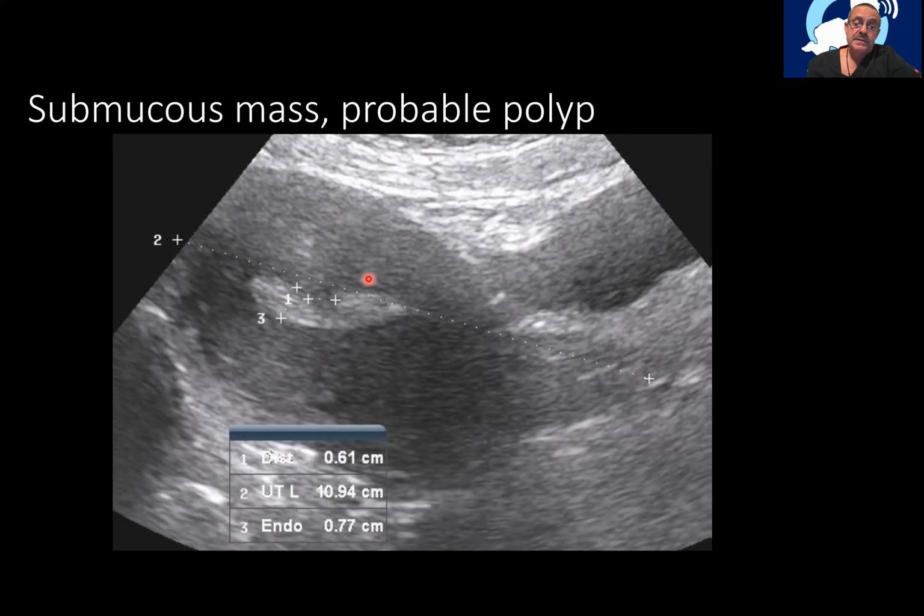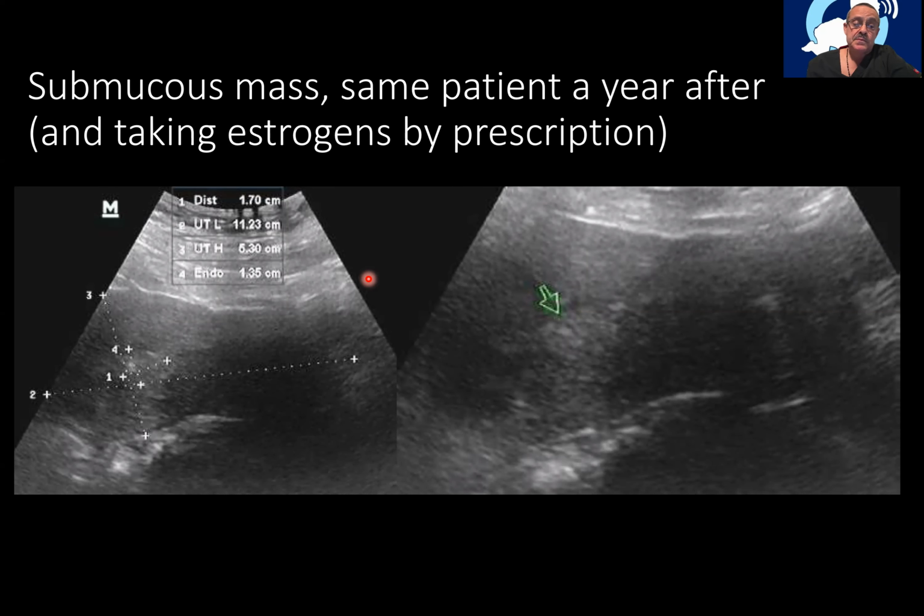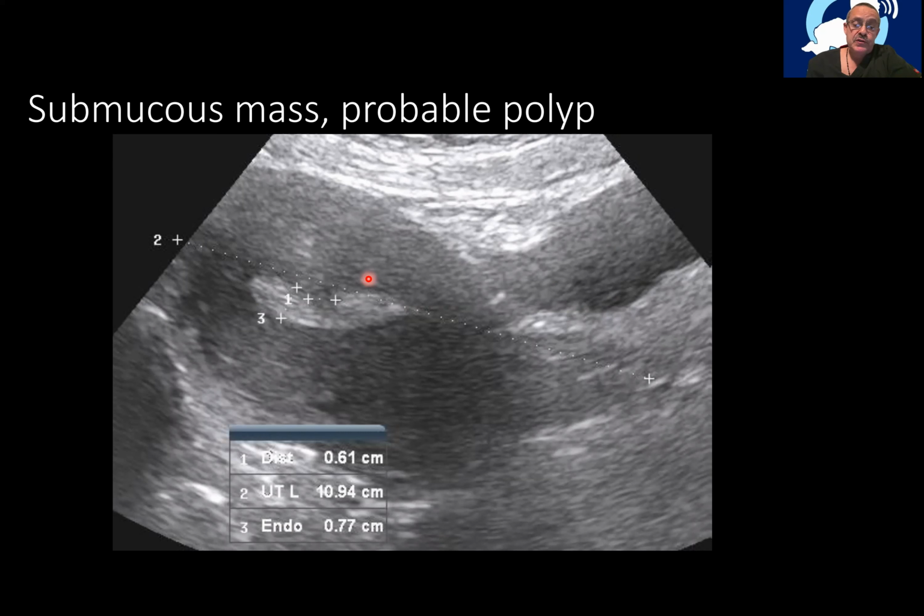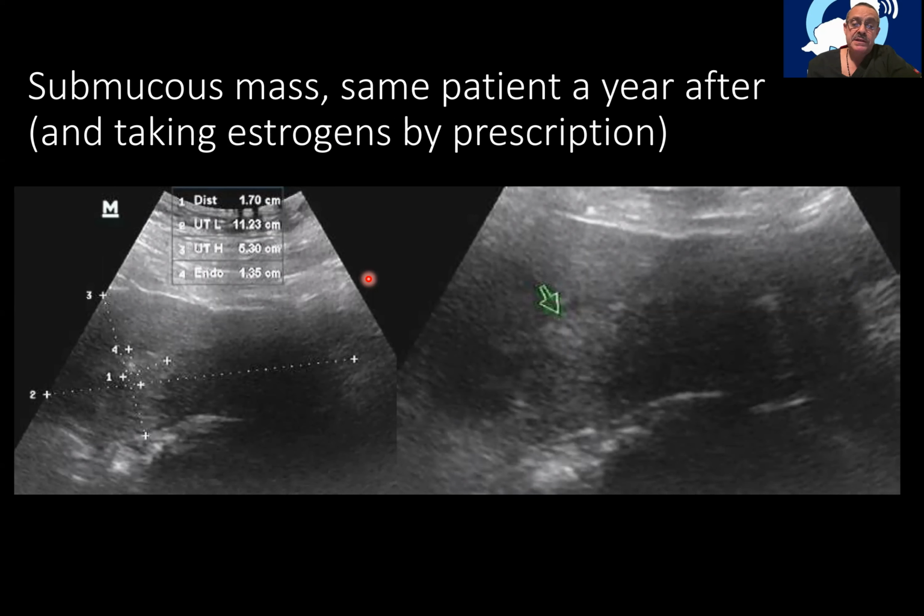Same patient. Okay, see that? Somebody prescribed estrogens. A year after that, uterine length, 11 centimeters. Uterine length, a little bit more than 11. Well, consider it the same, but still, the submucous mass. Usually those things don't shrink with estrogens, and it's not dysfunctional bleeding. You don't treat that kind of bleeding by prescribing hormones.